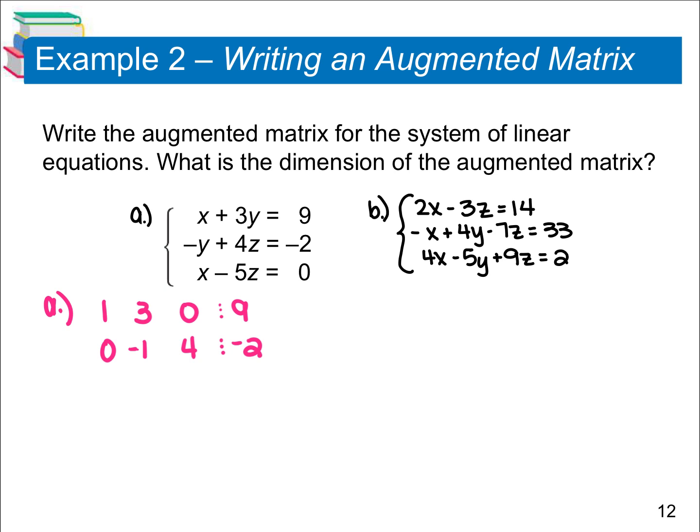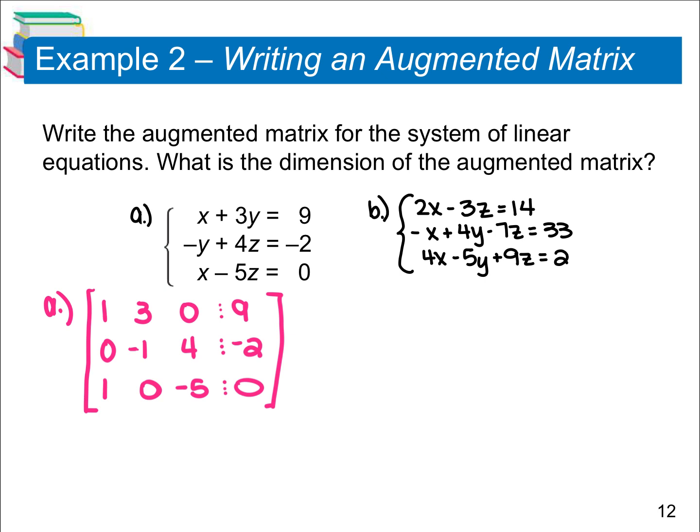Lastly, we have the x and the negative 5z. So the 1 goes down for x. We do not have a y, so we'll put in a 0 for your y. And that negative 5 will go in for that z place. Your answer goes in after your 3 dots of 0. So that would be your augmented matrix.